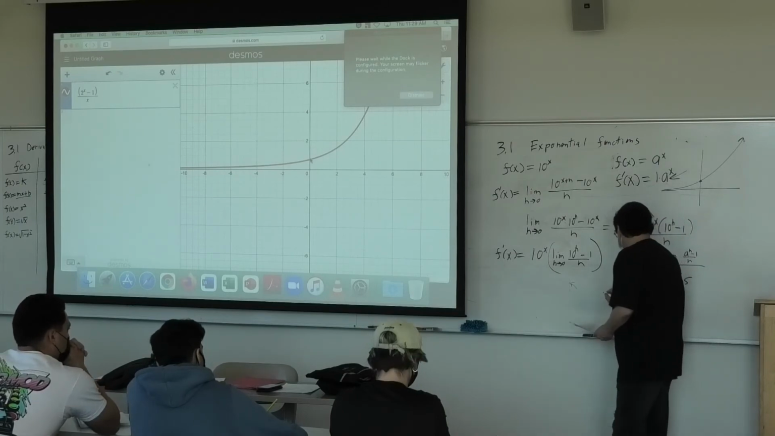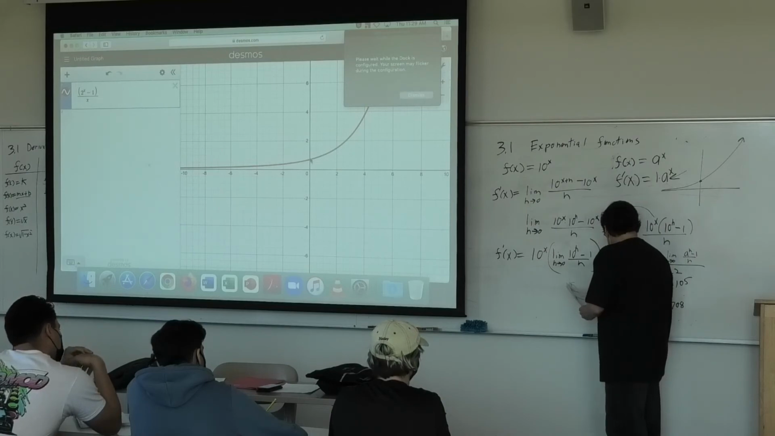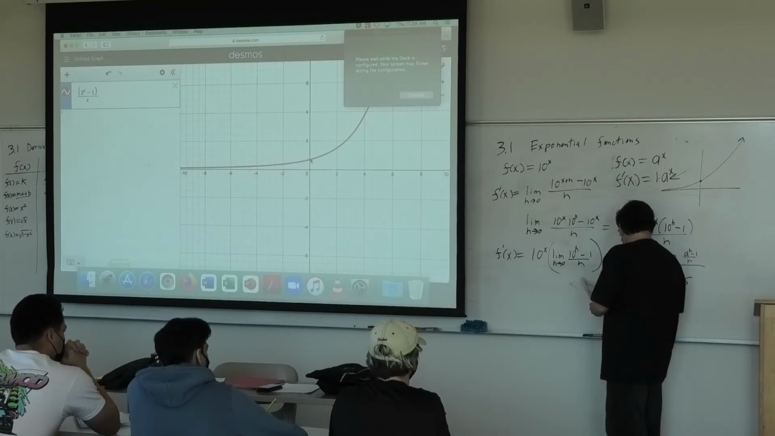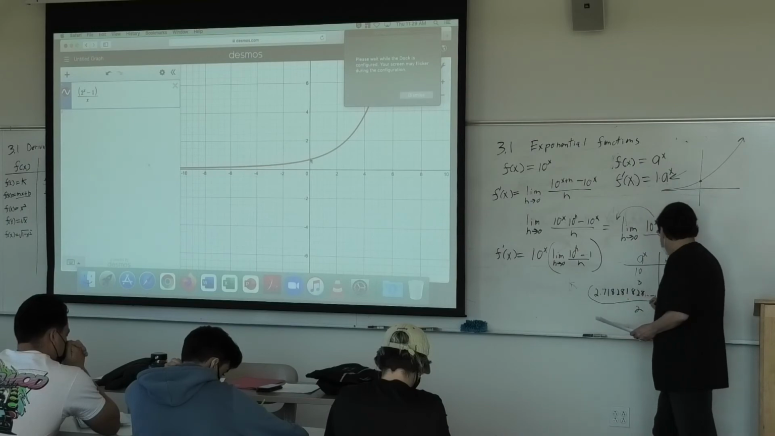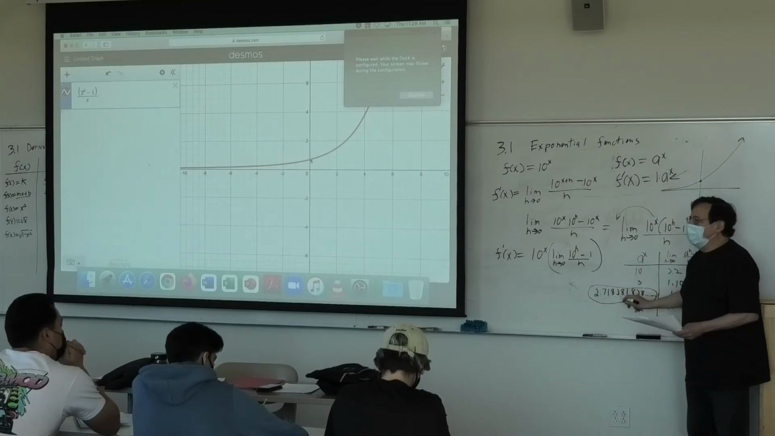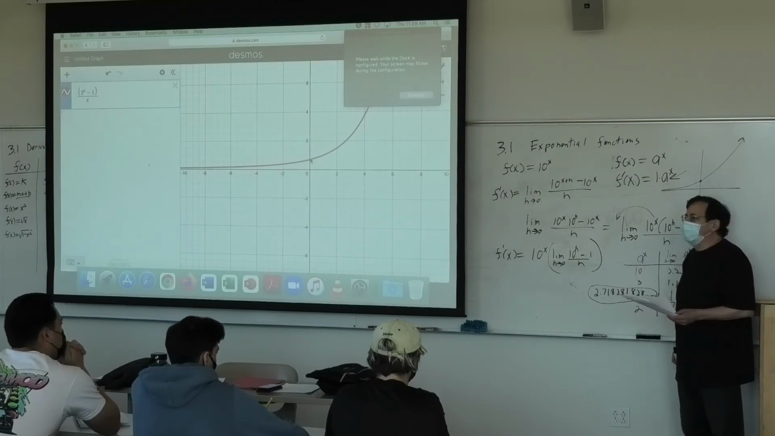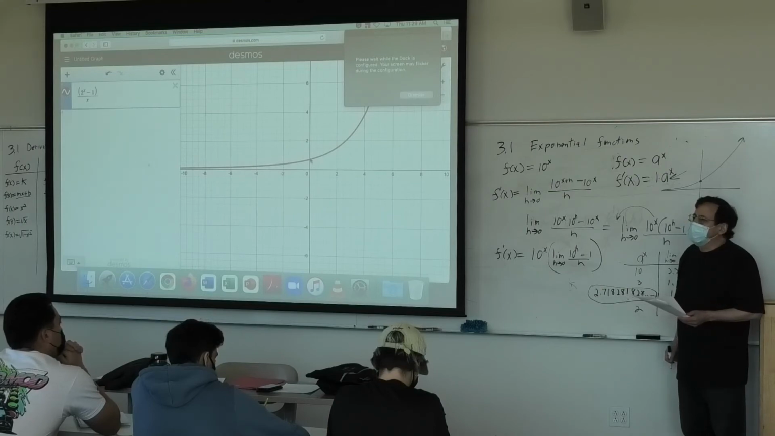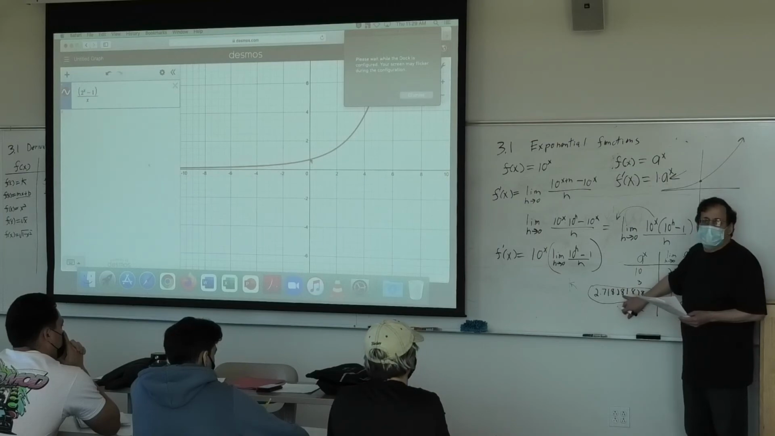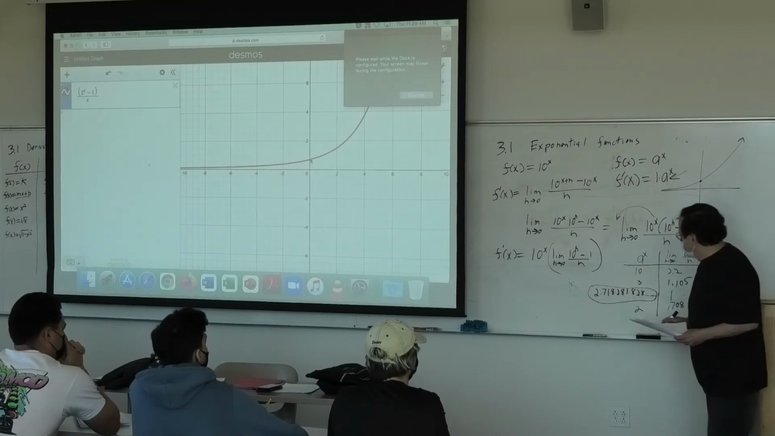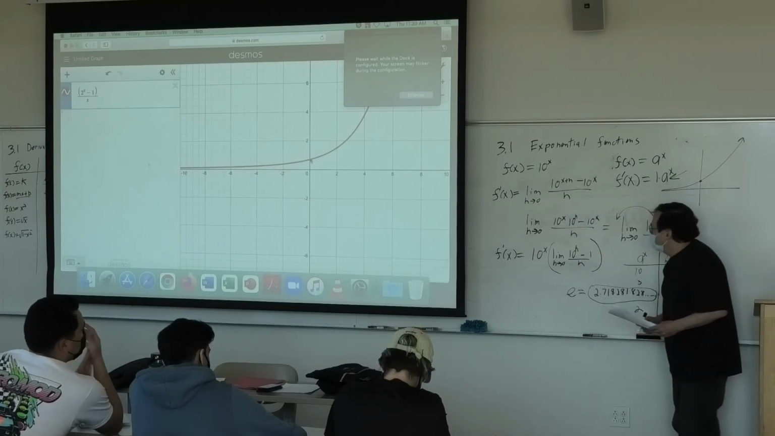Well, it turns out this is 2.718281828, and then a lot more numbers. So someone who's seen this before, remind me where you've seen it before. This is Euler's constant. E, yeah.